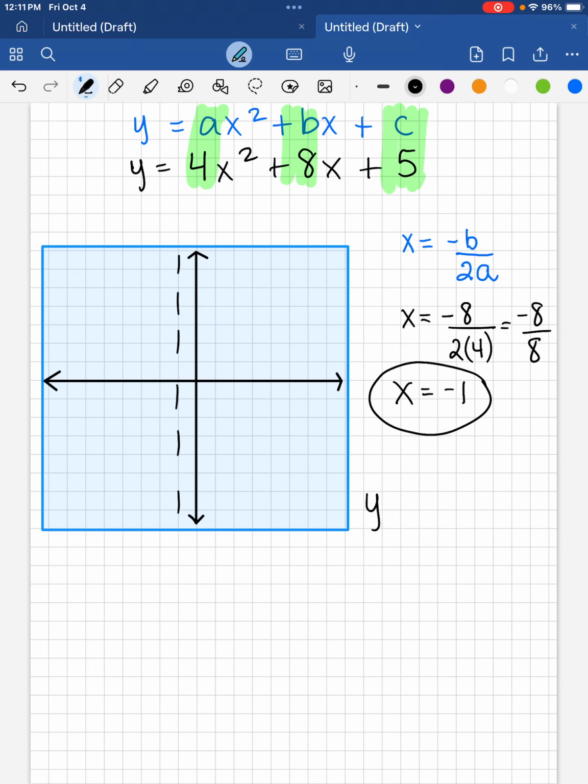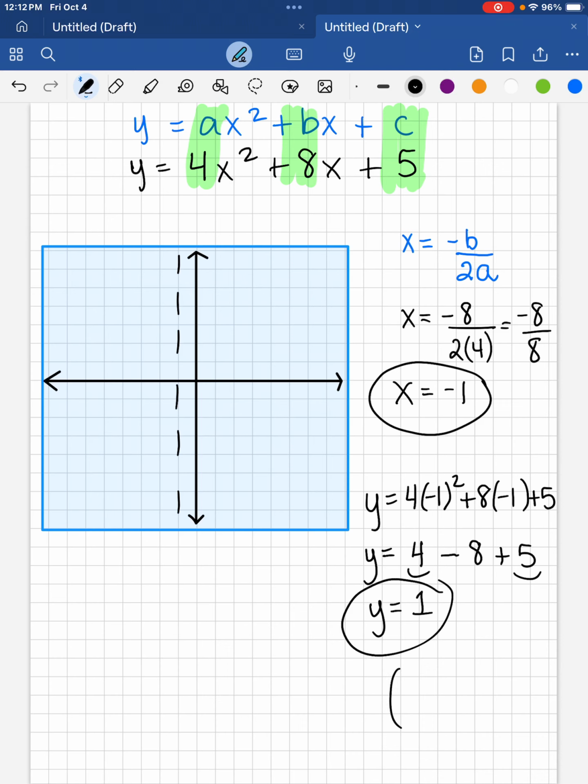So y is going to equal, and instead of x, I'm plugging in negative 1. So it's 4 times negative 1 squared plus 8 times negative 1 plus 5. Solving that, negative 1 squared is going to be 1. And 4 times 1 is 4. And then 8 times negative 1 is negative 8. And then plus 5. If I add 4 and 5 together, that's 9. And 9 minus 8 is 1. So y is equal to 1.